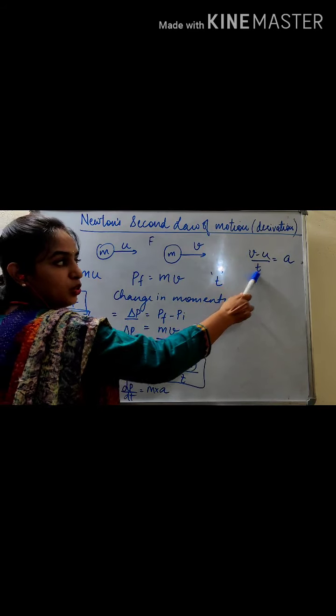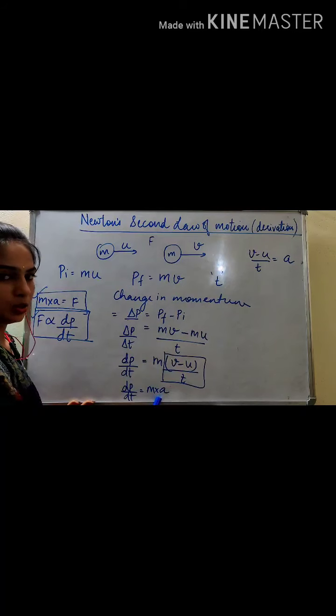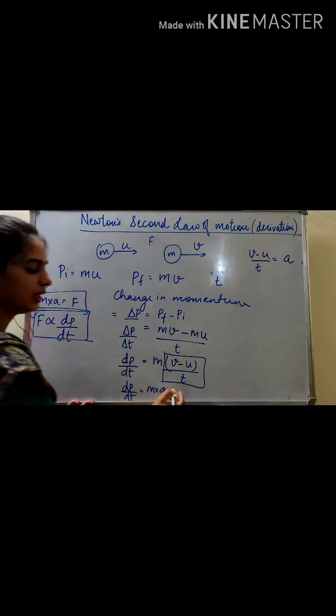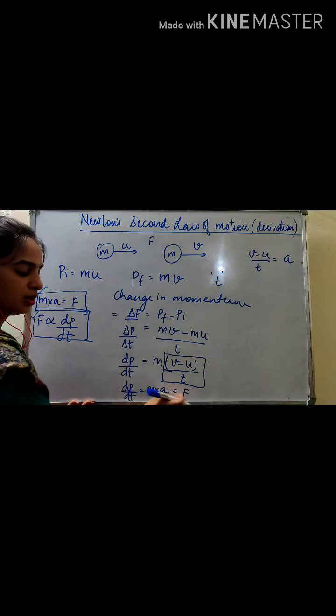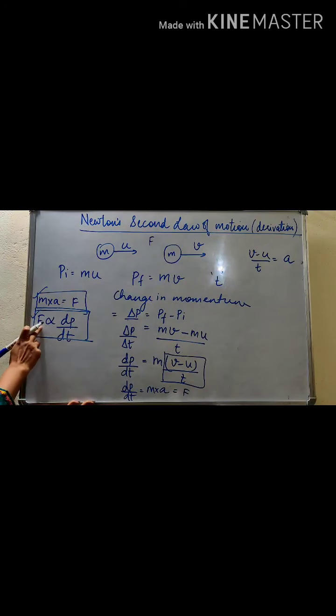What is (v minus u) by t? Acceleration. So dp by dt is mass into acceleration. And we know mass into acceleration is nothing but force of a body. So equating these two, mass into acceleration is force, dp by dt will also be equal to force. So force is directly proportional to rate of change of momentum.